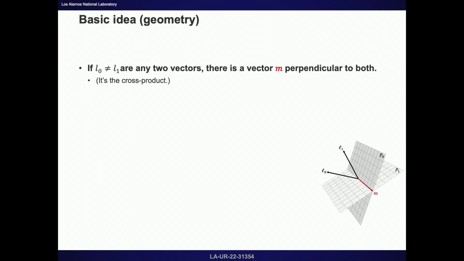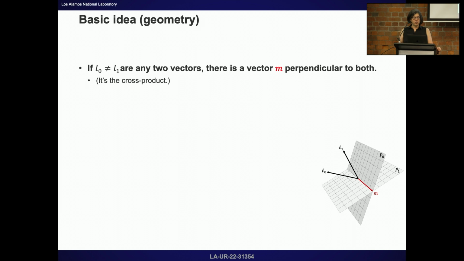So let's start out with, we're just talking about geometry here. Let's say you have 2 vectors, L0, L1. And you know from basic geometry, there's a vector that's perpendicular to both. Like if you look over there, okay, there are your 2 vectors, and you have M coming out like that. And that's Euclidean geometry. We all know that. And it's the cross product.